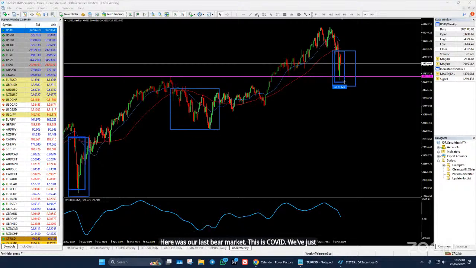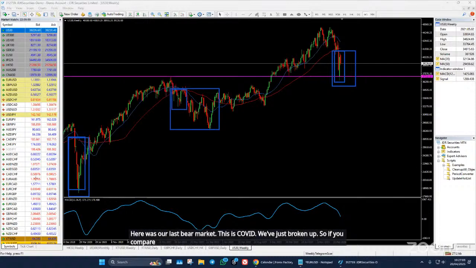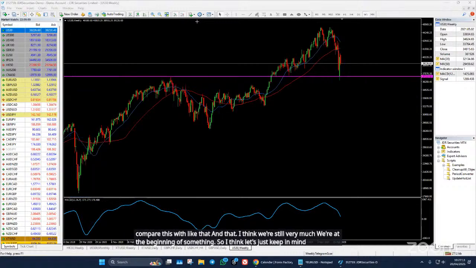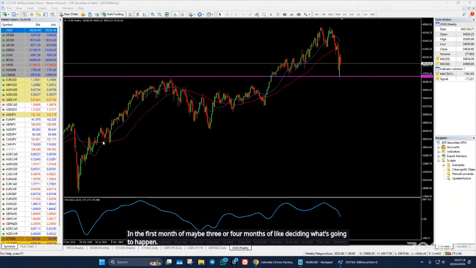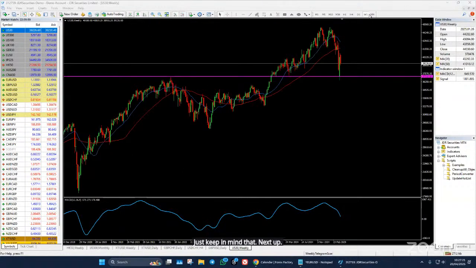So if you compare this with like that and that, I think we're still very much at the beginning or something. So I think let's just keep in mind the possibility that we're in the first month of maybe 3 or 4 months of deciding what's going to happen. Just keep in mind that. So it makes it very choppy.